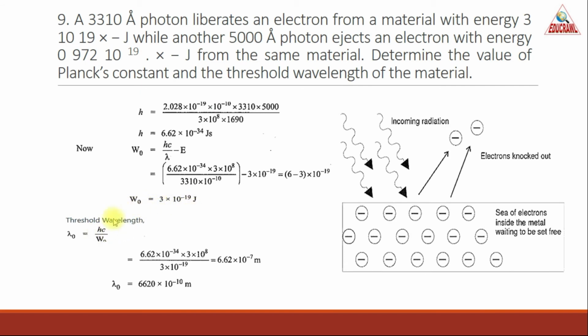Hence, substitute this value in the expression for threshold wavelength. We get lambda naught is equal to 6.62 into 10 power minus 34 into 3 into 10 power 8 divided by 3 into 10 power minus 19, which is equal to 6620 into 10 power minus 10 meter, which is the final threshold wavelength.